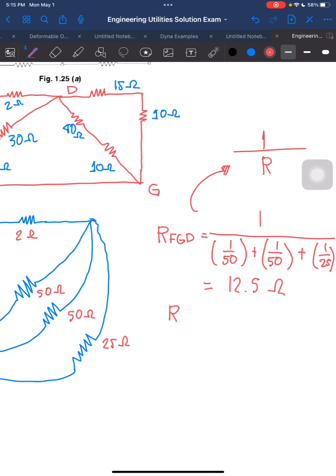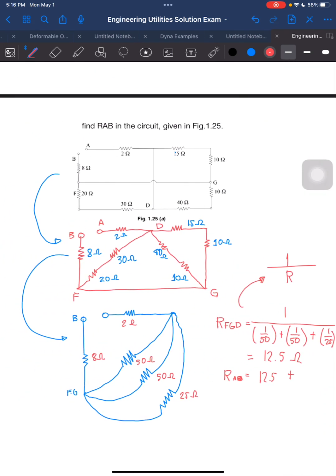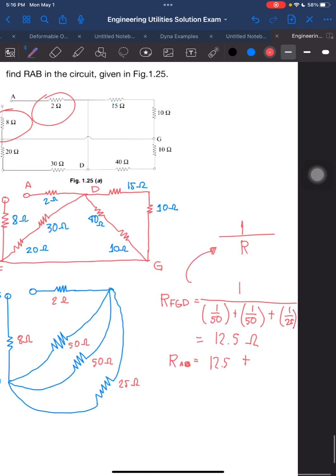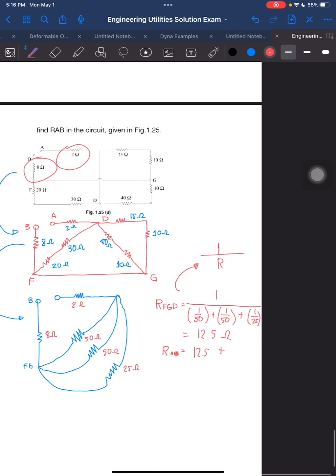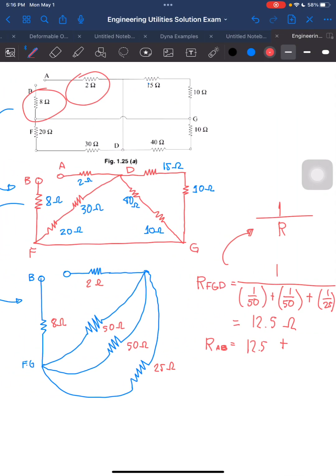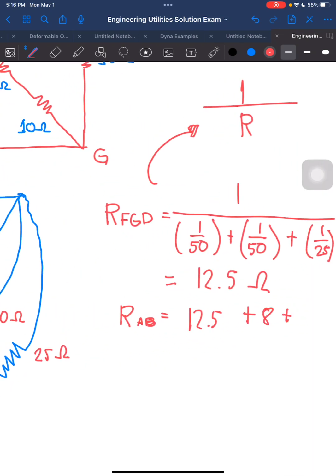Then, ang resistance sa AD, equal to R AB, equal to 12.5 plus 8 plus 2. 12.5 plus 8 is equal to 20.5 plus 2 is equal to 22.5 ohms. Ito na yung final answer natin, guys. R AB.